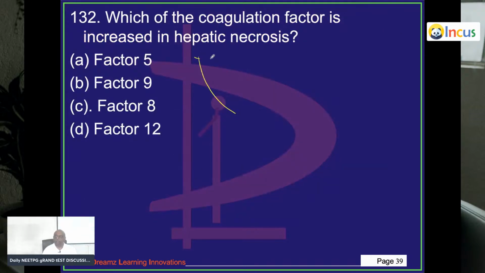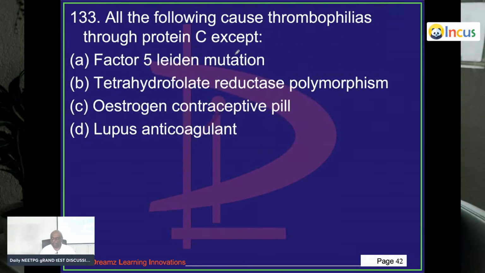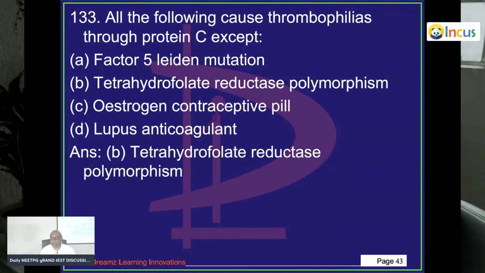Which coagulation factor is increased in hepatic necrosis, not decreased? Generally, liver dysfunction means coagulation factors fall down. But which factor is increased? Couldn't have guessed. Famous disorder, which is X-linked. Factor 8. Factor 8. I too didn't know this. Maybe while preparing for the exam, I rechecked once more. Is it true? Okay, it's true.